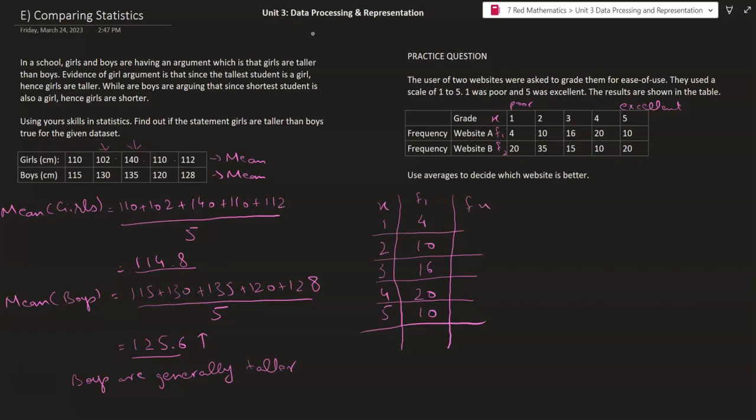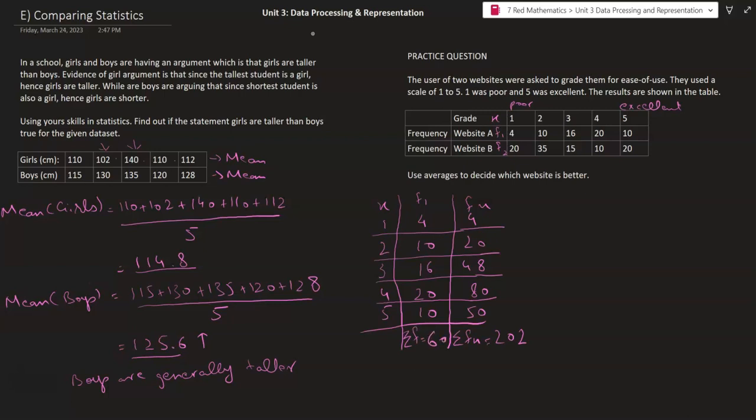So we have to multiply f with x. 1 into 4 is 4, 2 into 10 gives us 20, 3 into 16 gives us 48, 4 into 20 gives us 80, 5 into 10 gives us 50. If we add them, summation fx, we get a total of 102. If we add the values of frequency, summation f, it's basically 60.